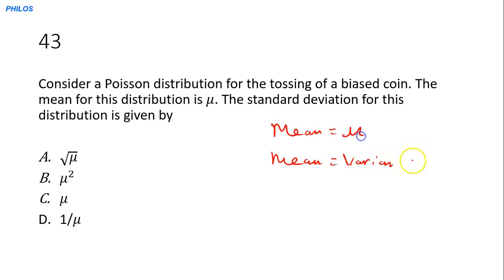So, if the mean is mu, then the variance will also be mu. So, to get the standard deviation, it should be the square root of mu. So, the answer is A. So, let's proceed to the next question.